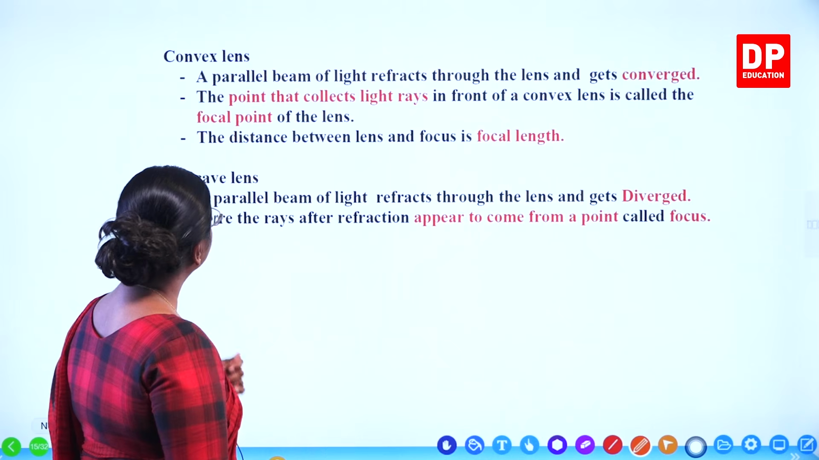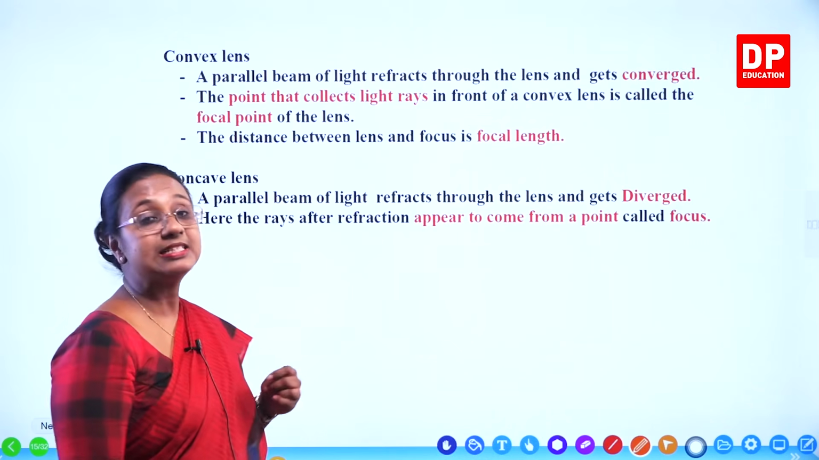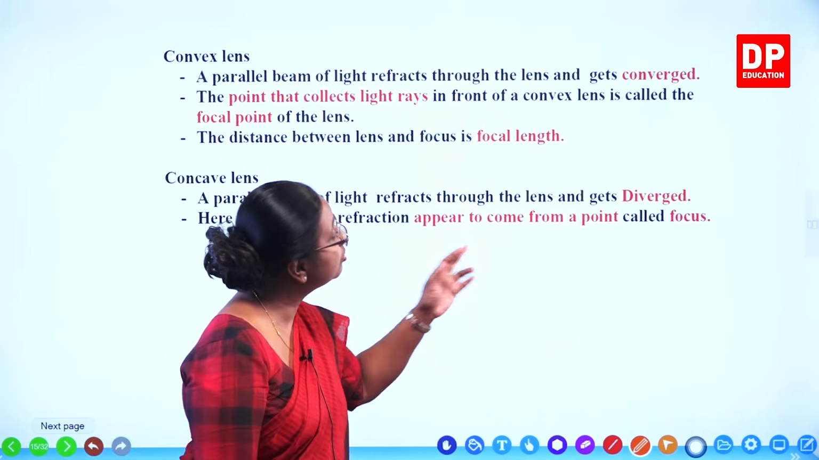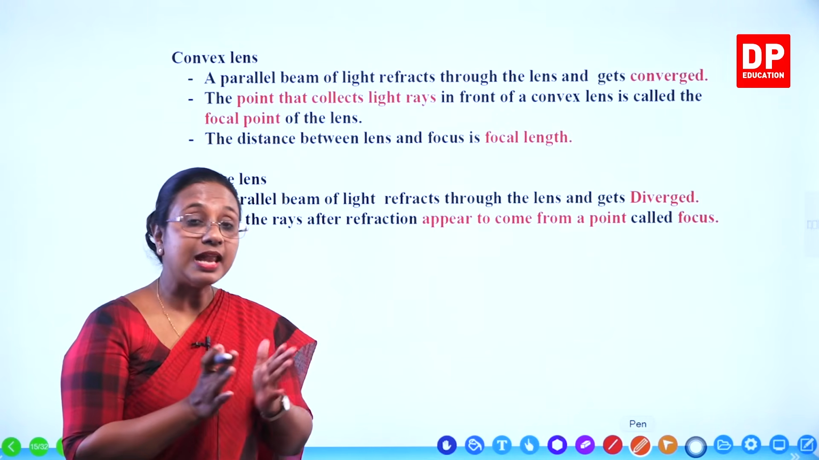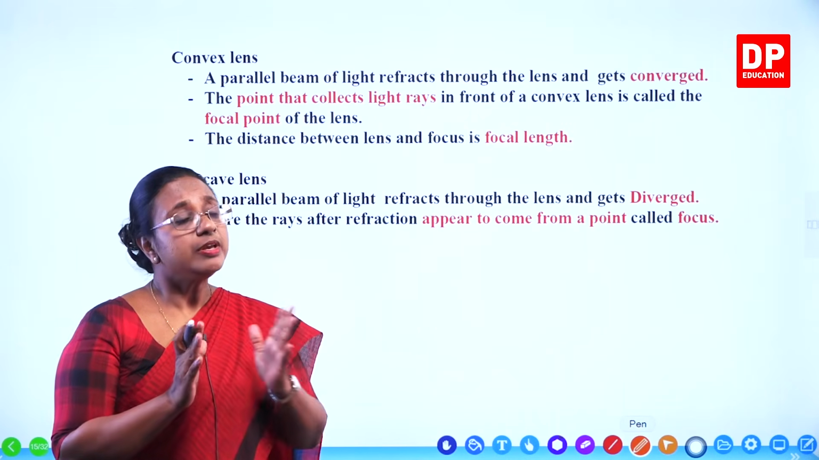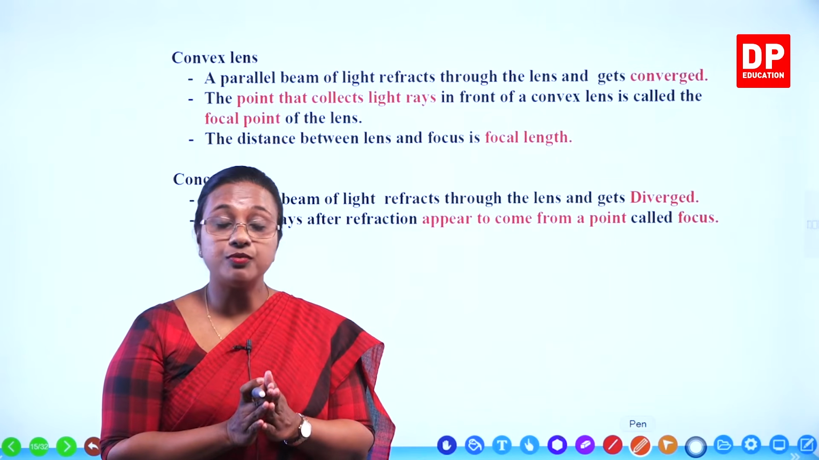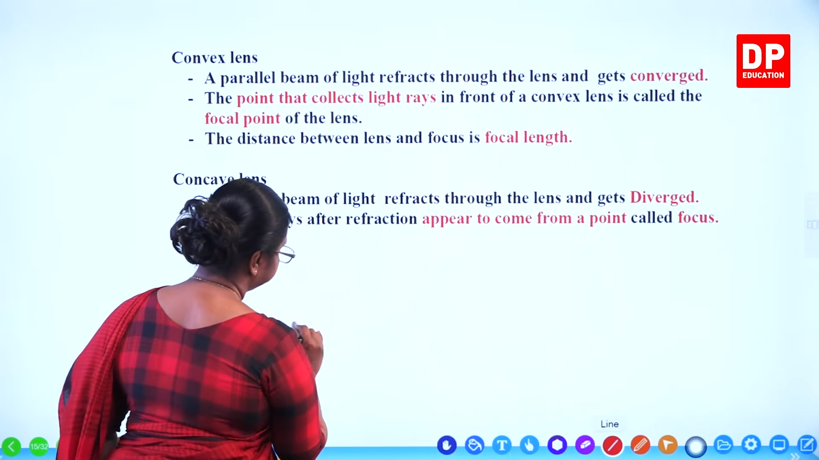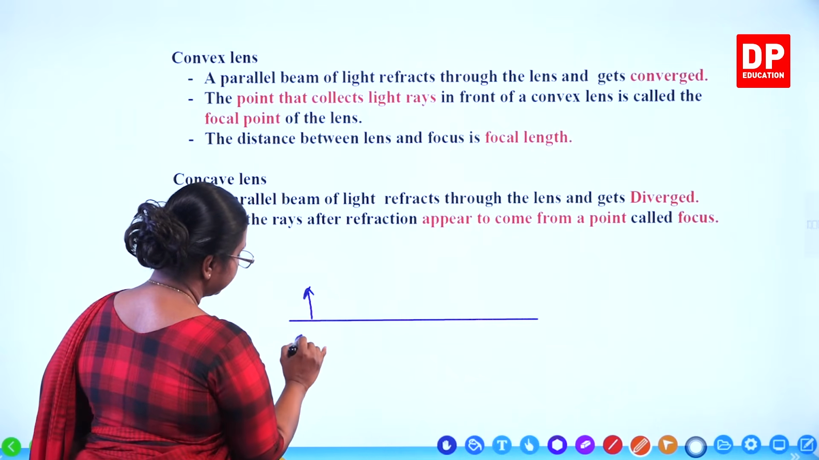The same way, if we take a concave lens, a parallel beam of light refracts through the lens and gets diverged there. Here the rays after refraction appear to come from a point called focus. So this is how light is refracted by a convex lens and a concave lens. So if we look at an object through a convex lens, it has to form an image. So normally you all know, now if we have, let's say there is an object like this.